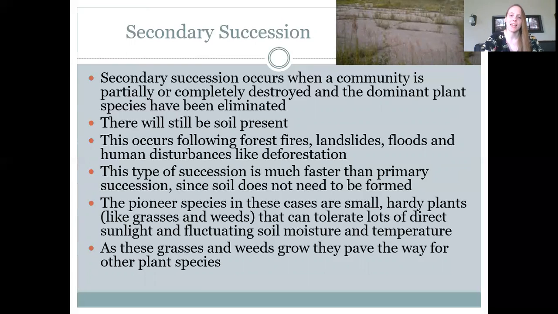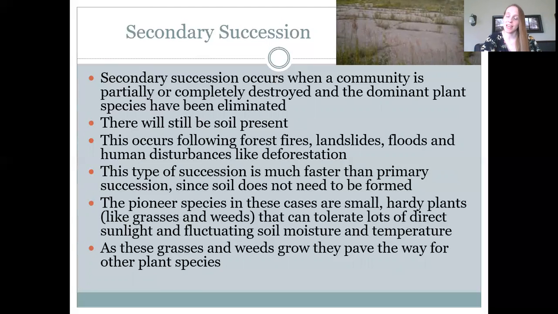In this case, the pioneer species are going to be small, hardy plants like grasses and weeds instead of lichen and moss. What makes grass and weeds really good pioneer species is that they can tolerate a lot of sunlight. And if all of the vegetation has been removed, there's not going to be a lot of shade available in this ecosystem. So it has to be able to tolerate a lot of sunlight, also has to be able to tolerate wide variations in temperature, because the difference between day and night obviously will be big because again, there's no shade, and fluctuating soil moisture.